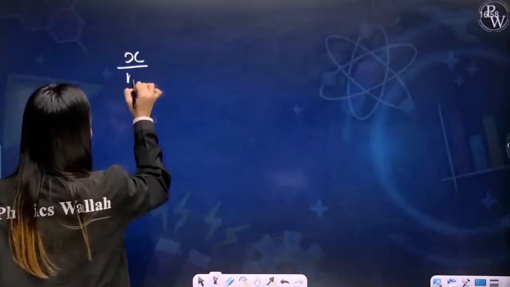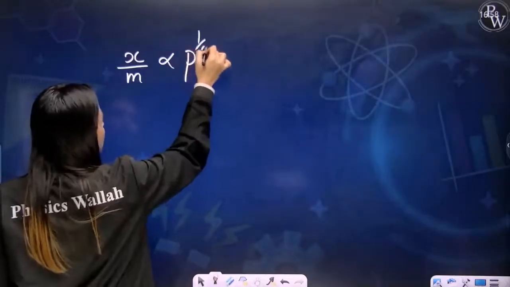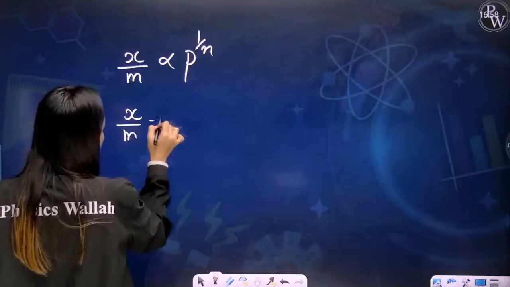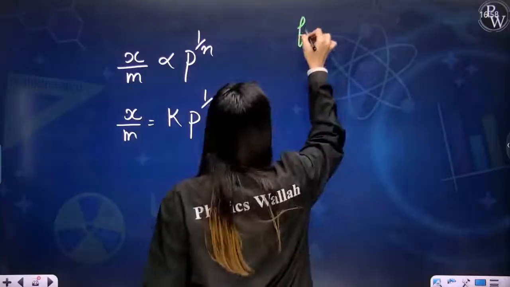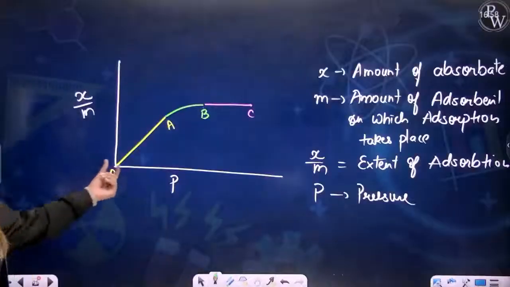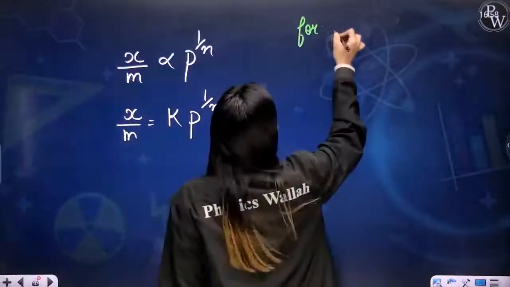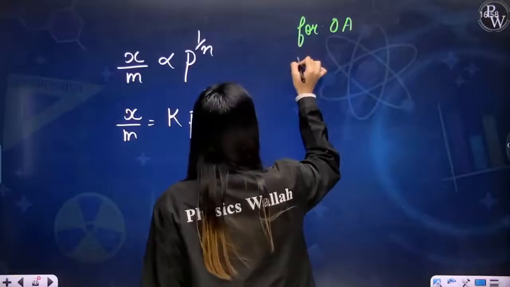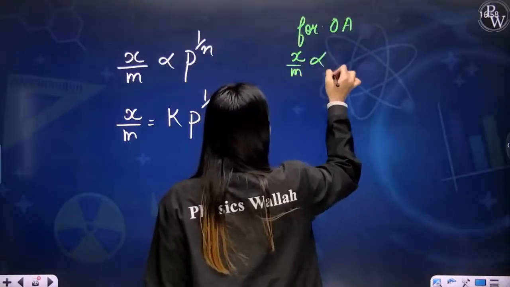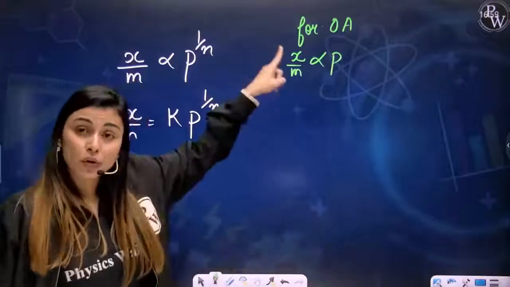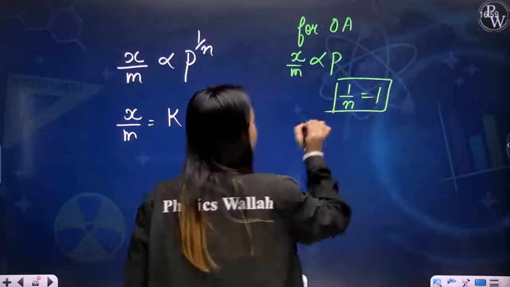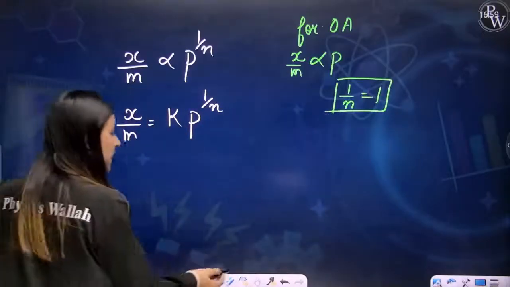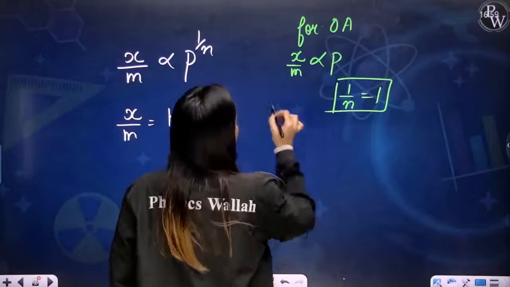So this is X upon M is directly proportional to P raised to the power 1 upon N. So X upon M will be equal to proportionality constant times P to the power 1 upon N. Okay. So now my dear students, what I can say is that for O to A, I know that X upon M is directly proportional to P. Right? Yes. So for this particular portion, your 1 upon N constant is actually equal to 1. Right? Yes. Perfect.